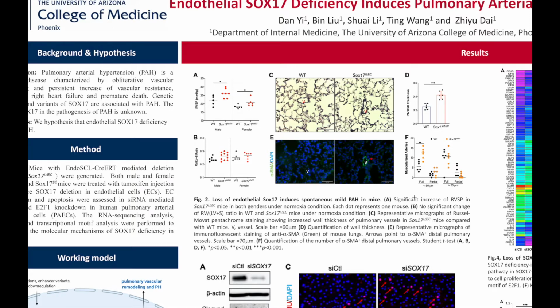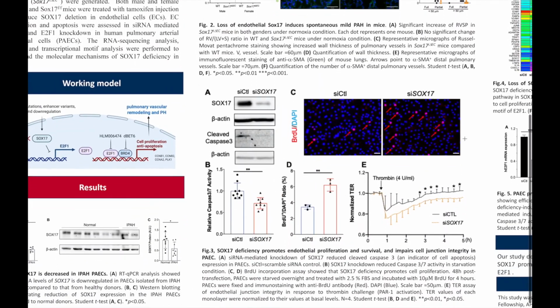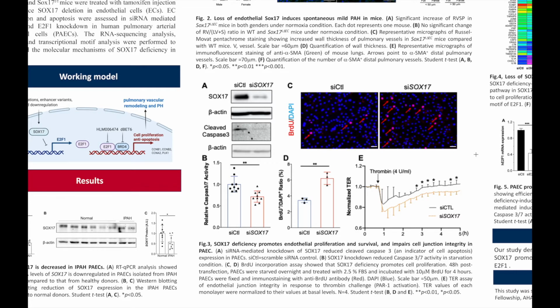For vessels less than 50 micrometer, SOX17 knockout mice has a higher muscularization than wild type, which is indicated by alpha smooth muscle actin. And this is the study of the endothelial cell. BrdU shows the proliferation, and the Caspase 3/7 activity shows the apoptosis. We found the SOX17 deficiency can promote cell proliferation and decrease the cell apoptosis. Figure E shows the cell junction study, and SOX17 knockdown can impair the cell junction.